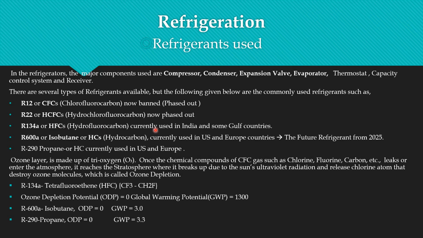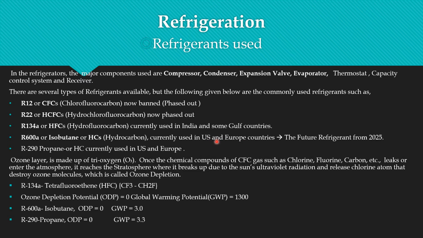But this has a high GWP, global warming potential. It is very high. Soon it will be banned in India and Gulf countries. It is already banned in US and European countries. R600A is a hydrocarbon, by name isobutane. This is currently used in US and European countries. This is the future refrigerant from 2025. Already it is established in the United States and Europe.